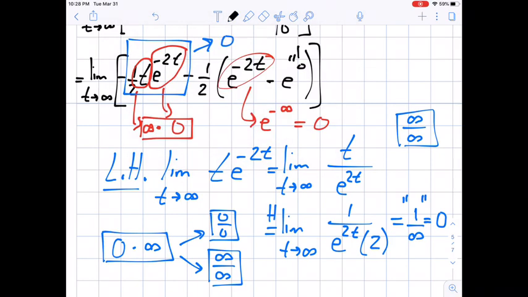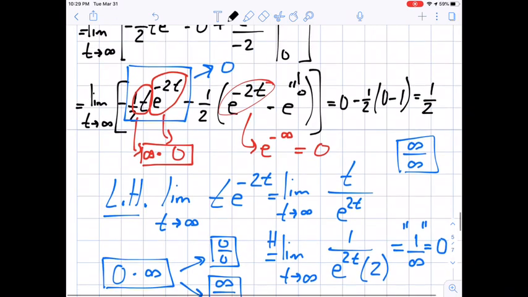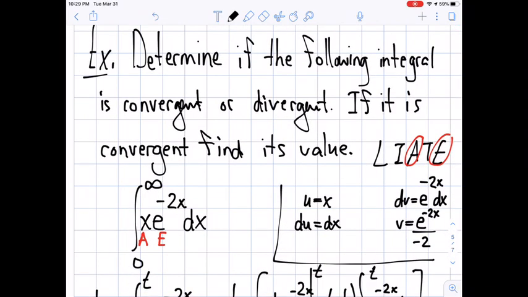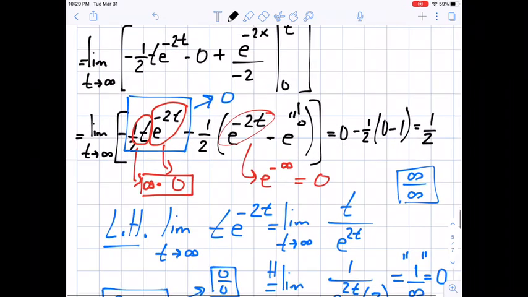So now, let's put all of this together. We end up with 0 minus 1/2 times 0 minus 1. And so really, all we end up with is positive 1/2. And so what was the question asking for this one? We wanted to know ultimately, does the integral converge or diverge? And if it's convergent, find its value. Well, here we do have the value. The value is 1/2. And ultimately, our conclusion is that this one is convergent.